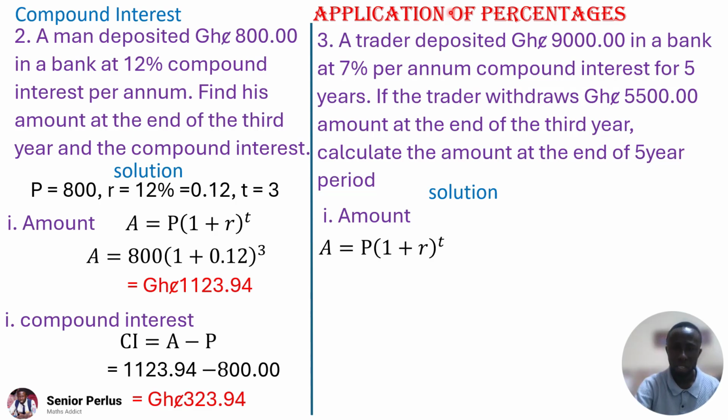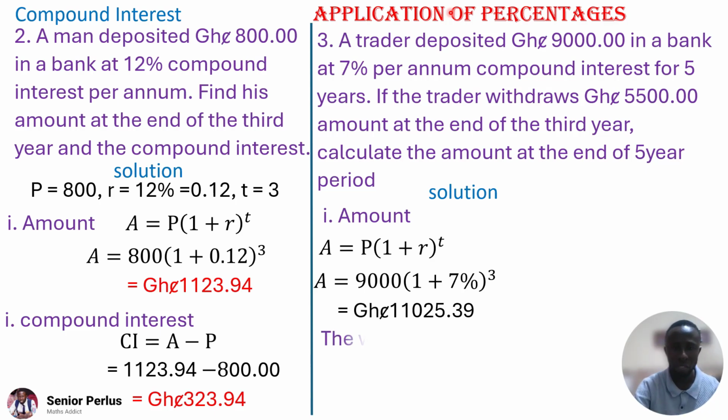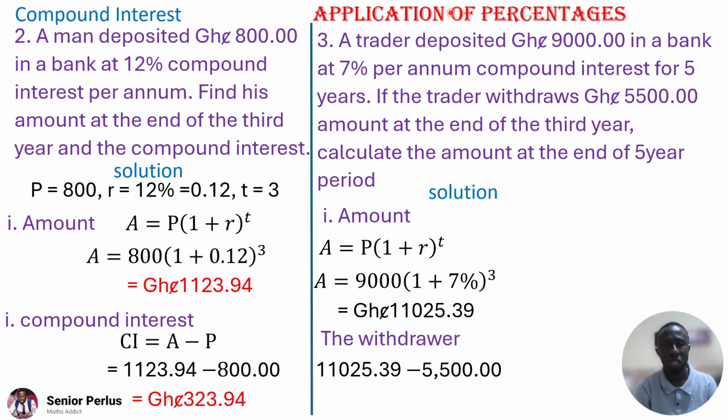So the amount is this. We know our principal. Now I said that we work to the third year because there's a withdrawal on the third year. So we work to the third year. So the amount for the third year, we have this. That's 11,025.39 Ghana cedi. There's a withdrawal of 5,500 Ghana cedi on the third year. So it means that our amount here for the third year is 5,525 Ghana cedi, and this amount will be our principal, okay?